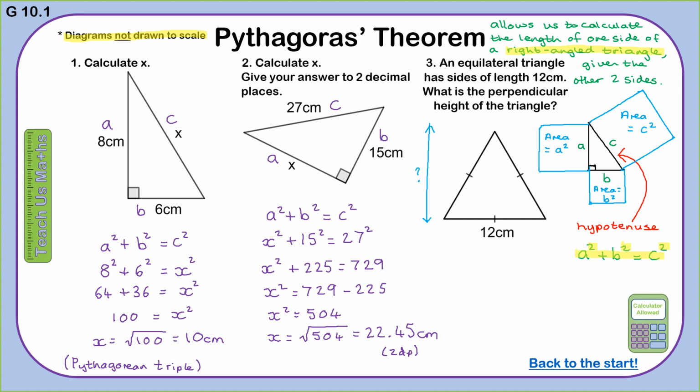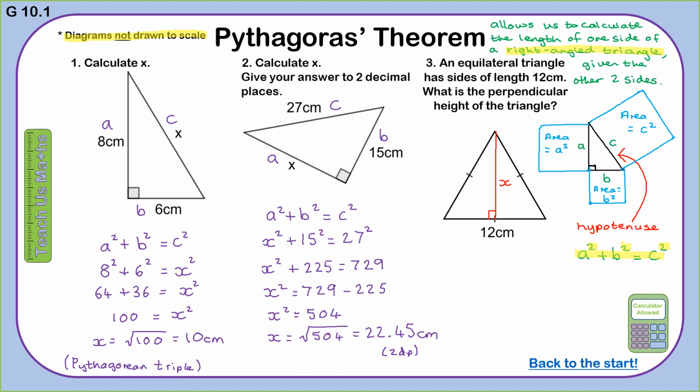If I cut the equilateral triangle in half, like so, I now have 2 right-angled triangles. And what's more, the perpendicular height, the length I need to calculate, is this length here. So we can ignore the right hand half of the equilateral triangle and just focus on this right angle triangle here.